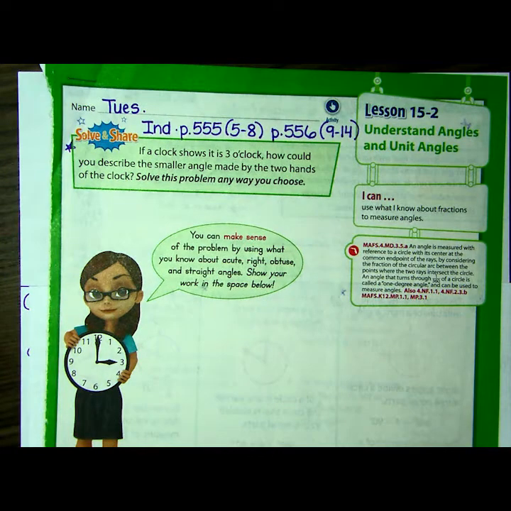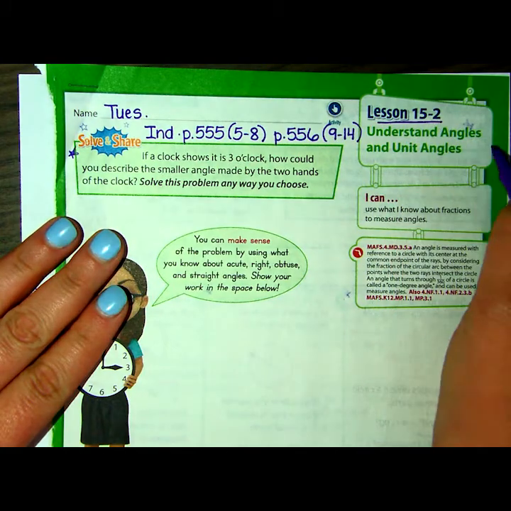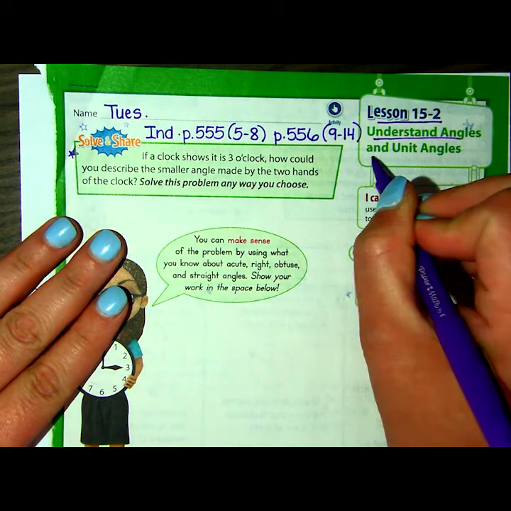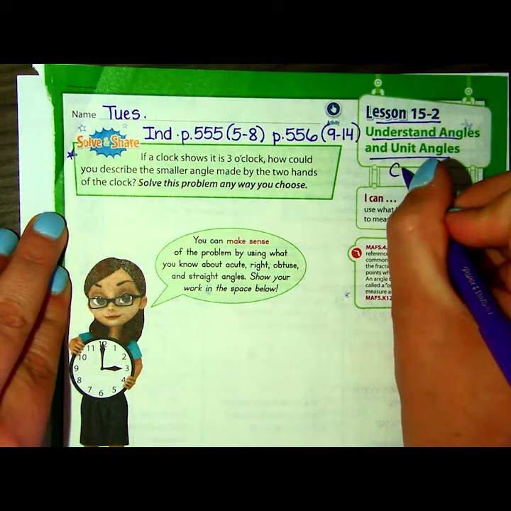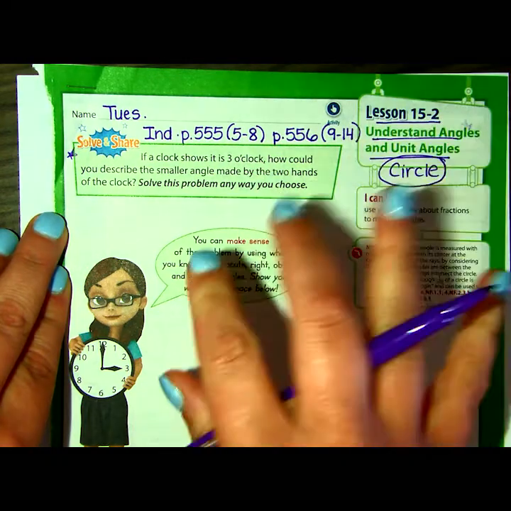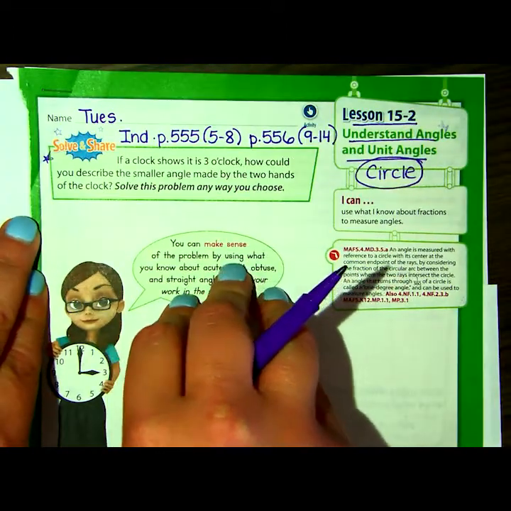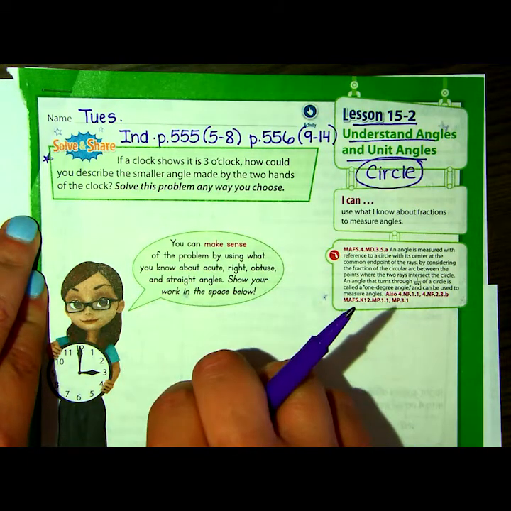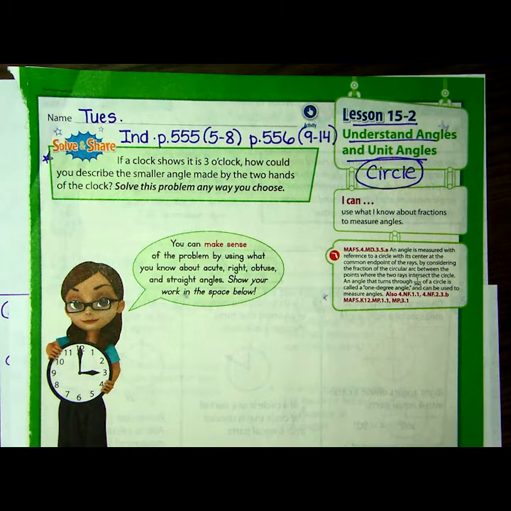All right, guys, so today we are looking at lesson 15.2, and that is understanding angles and unit angles. We're actually going to be looking at angles within a circle. Now, I kind of feel like the book really just overcomplicates this skill. So for today, as opposed to looking at the book and doing these problems, I am going to go through on a separate sheet of paper and model some examples and take some notes for you.